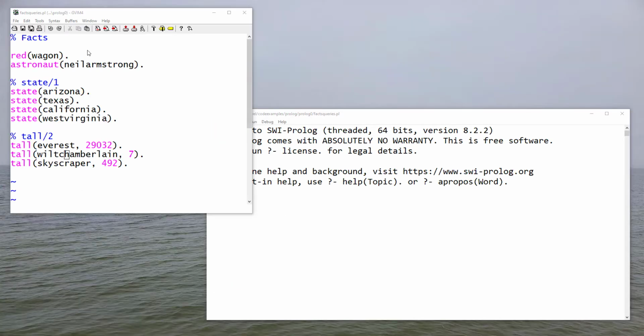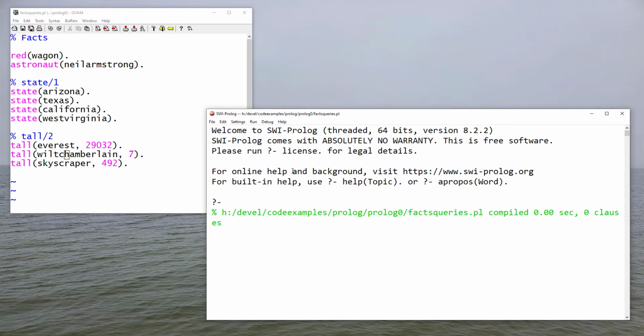So here I have a file with my facts. These are the facts we just saw. And here I've opened a Prolog window, and let me consult that file. Okay, so it looks like that's completed. So now I can ask a query, is the wagon red? The answer is yes.